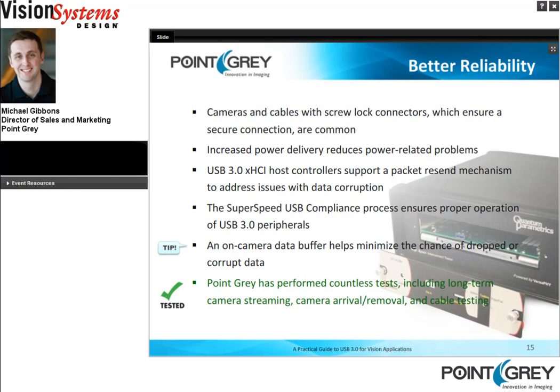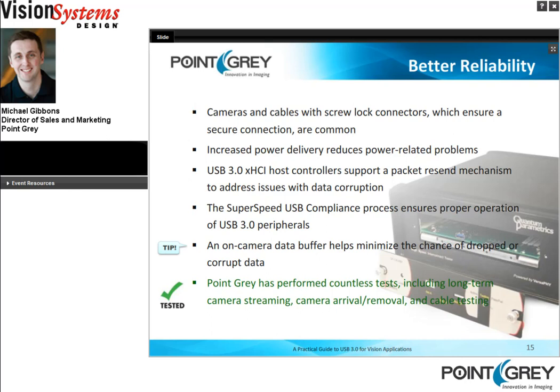The actual host silicon, the XHCI host controllers, support a packet resend mechanism, and this is very, very helpful to address issues with data corruption. So if you have bit errors, it does have a mechanism to detect that and then resend those packets. And again, it's critical for vision applications to have every single bit of data possible coming from the camera.